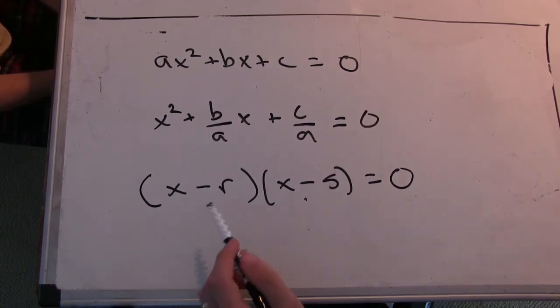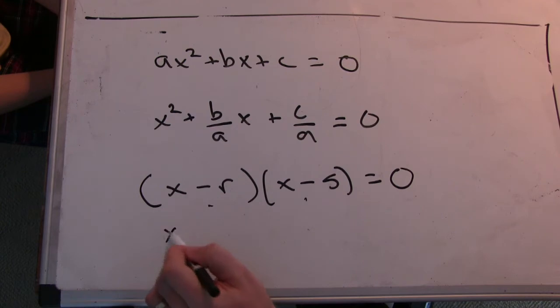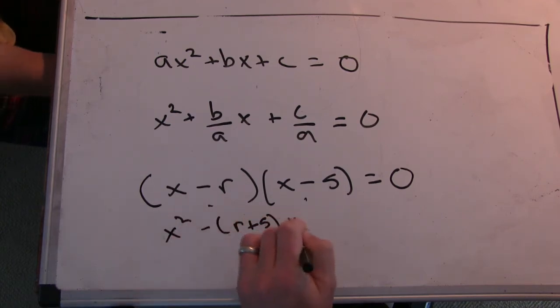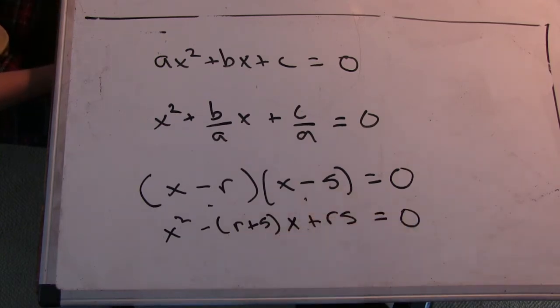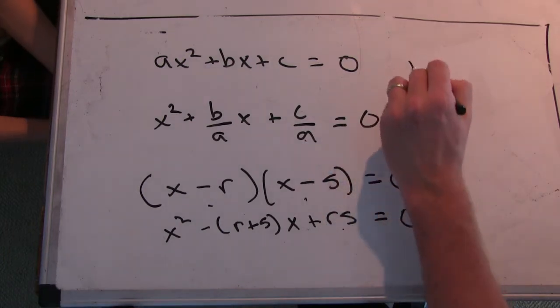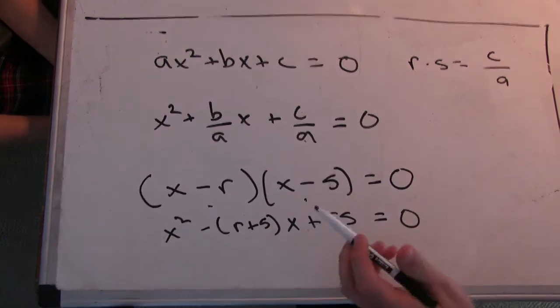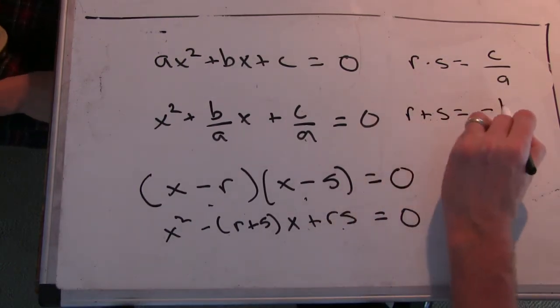So when I look at the two roots here and I multiply this out, I get x squared minus (r plus s)x plus r times s equals 0. And so I have the product of the roots has to equal c over a: r times s equals c over a. And r plus s equals minus b over a.